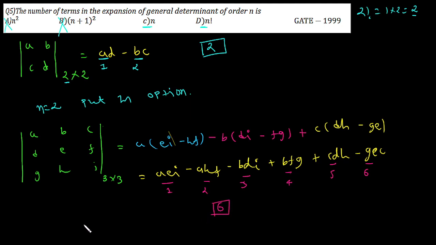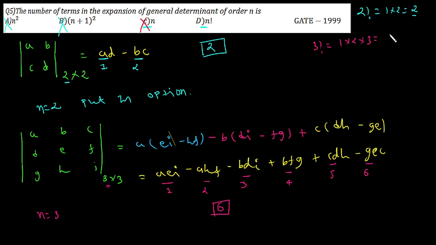Now again put n equal to 3, because it is a 3 cross 3 matrix, in options C and D, and let's check which one is satisfying and giving the answer 6. Here option C gives simply 3, so C will be wrong. Now let's also check D for more clarity. Here D gives 3 factorial, which is simply the multiplication of the numbers 1 to 3.